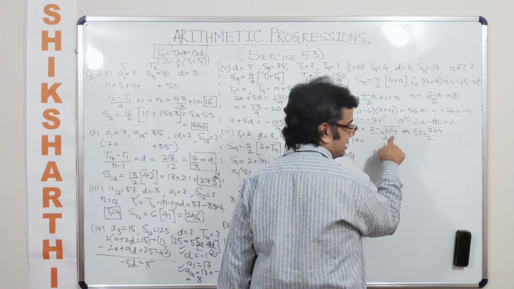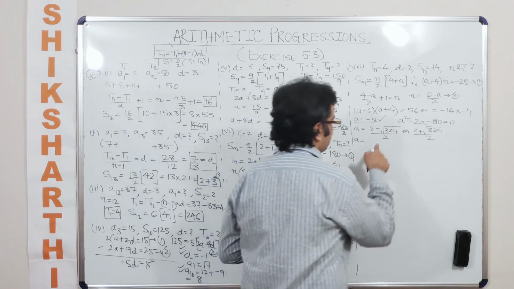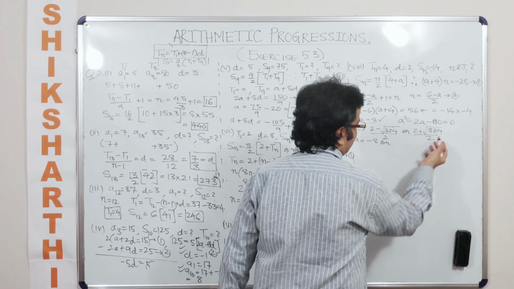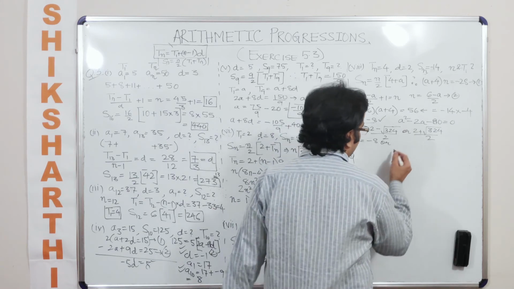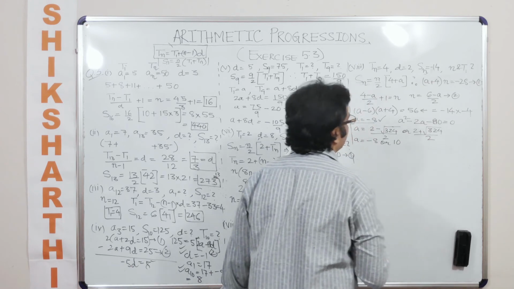So 2 minus 18 is, how much is 2 minus 18? Minus 16. Minus 16 divided by 2 is minus 8. Or you get it as 2 plus 18, which is how much? 2 plus 18 is 20. 20 divided by 2 is 10. So there are two values of a that you are getting from here.